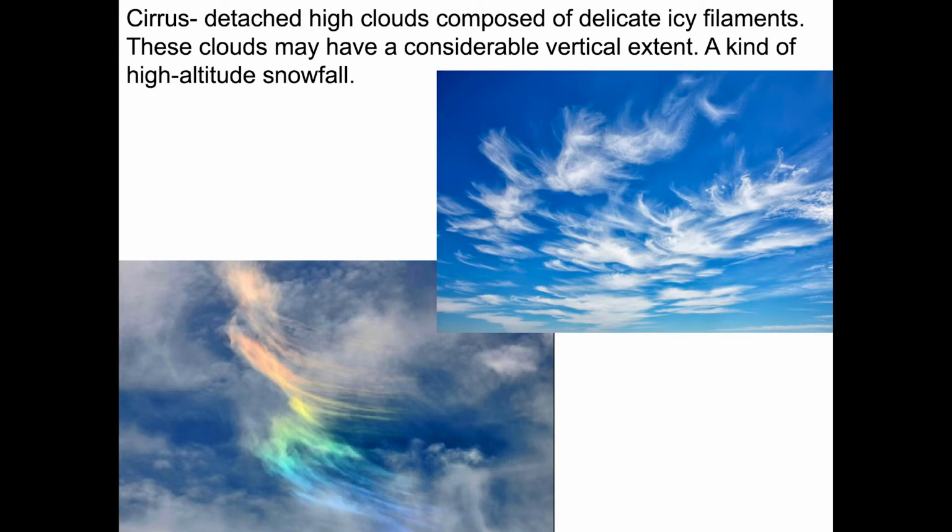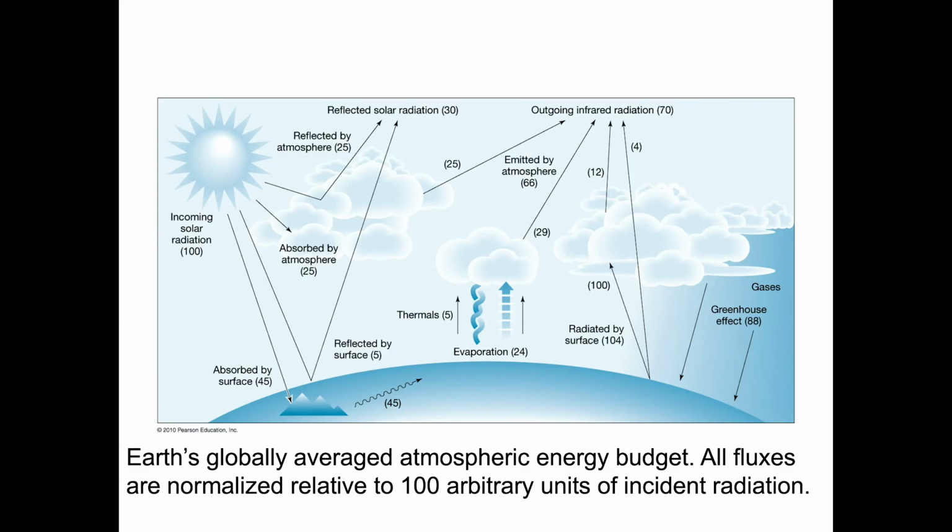Now here's a diagram from your book, or from the book. It shows the relationship between insolation and clouds. Don't worry about the numbers here. Again, these figures make me crazy too. Things seldom add up to 100%. The Earth's globally average atmospheric energy budget is depicted here. All fluxes are normalized to 100 arbitrary units of incident radiation. What's the takeaway here? We have our source of insolation.